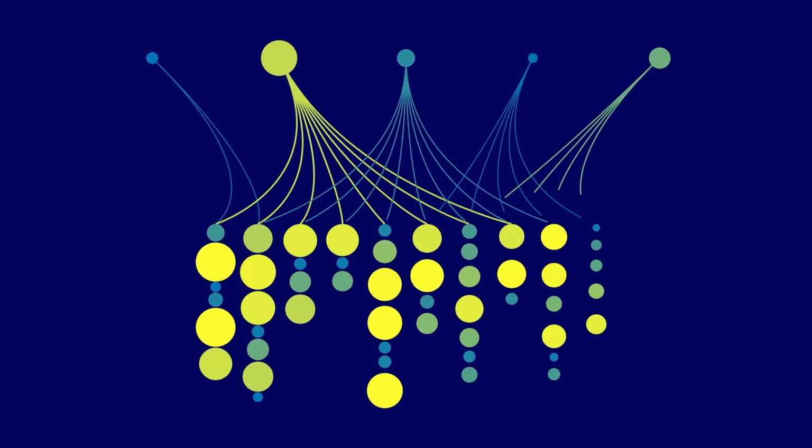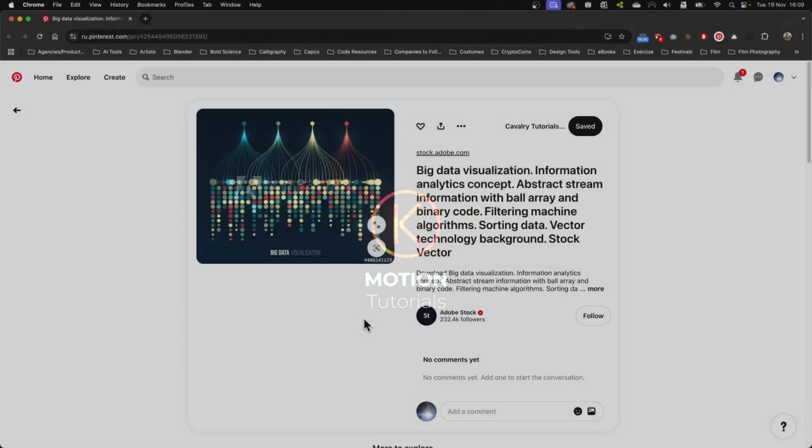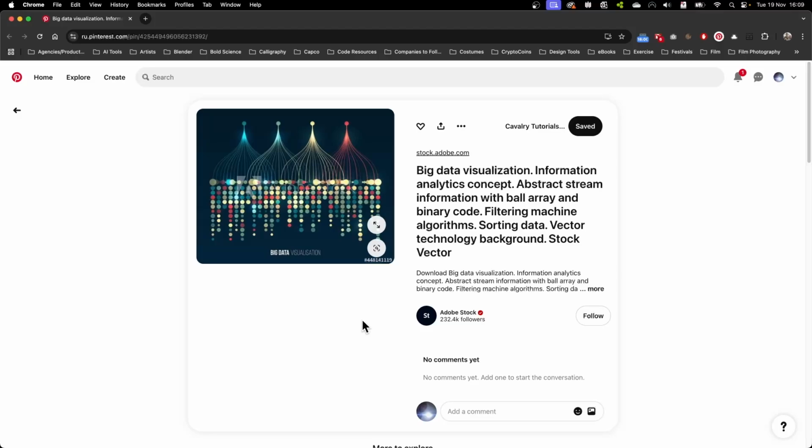In this tutorial, I will show you how to create this database animation in Cavalry. I saw this image on Pinterest and I thought I could create the same thing in Cavalry and have it animated. So how do we do this?